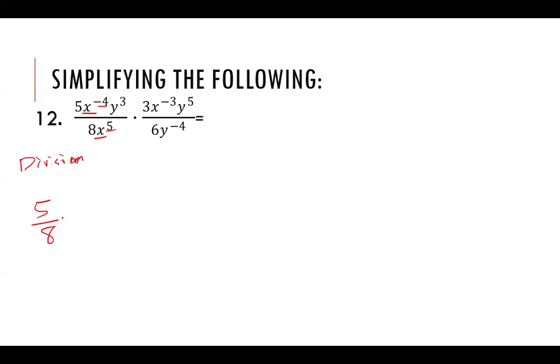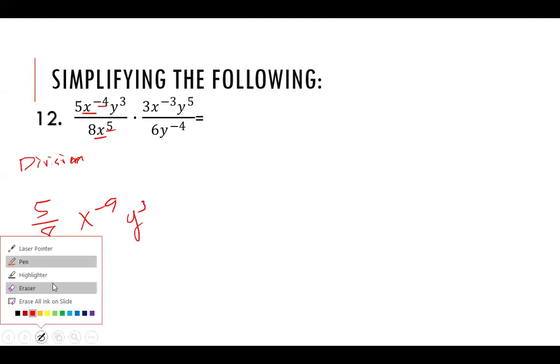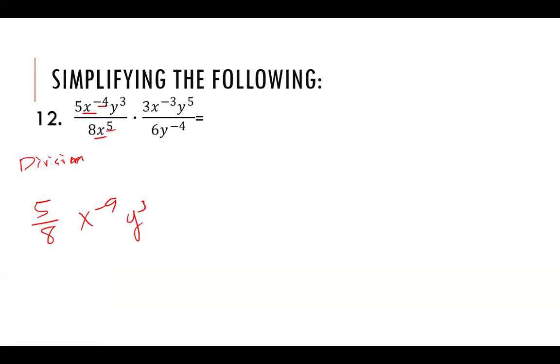Okay. 5 over 8 is just a fraction. It's going to say 5 over 8. It has nothing happening to it. But negative 4 minus 5 makes negative 9. Does that make sense? And y to the 3 had no friend. Okay. Now we're going to switch over to the next factor.